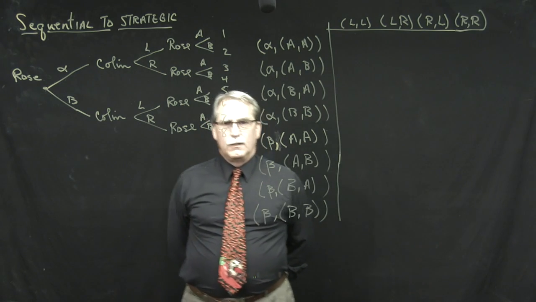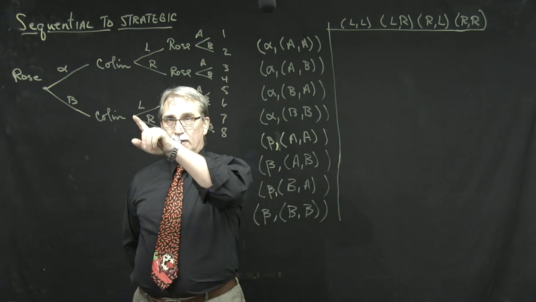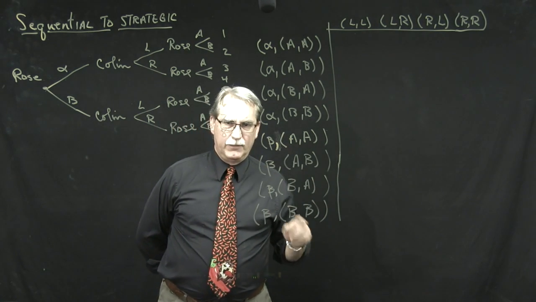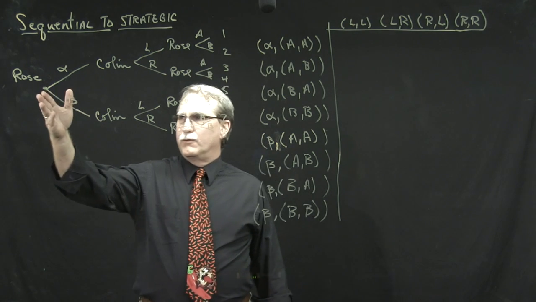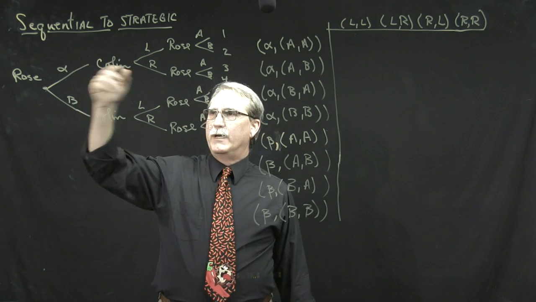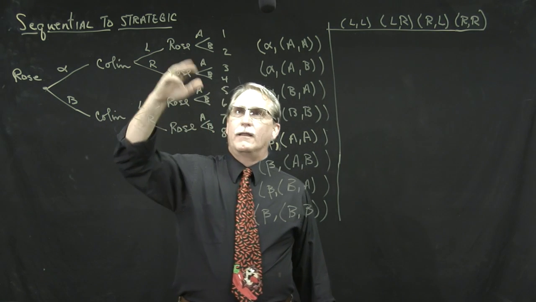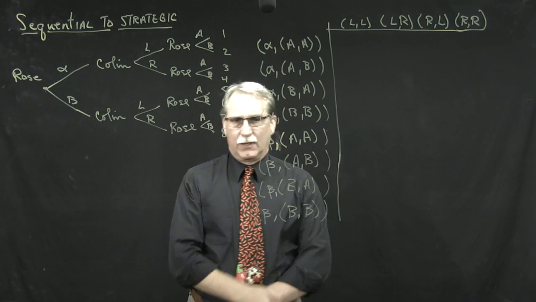In this video, I'm going to show you how to convert a simple sequential game into its strategic game equivalent. So here we have a sequential game in which Rose moves first, choosing alpha or beta, then Colin moves, choosing left or right, and then Rose moves, choosing A or B, with 8 different outcomes possible.